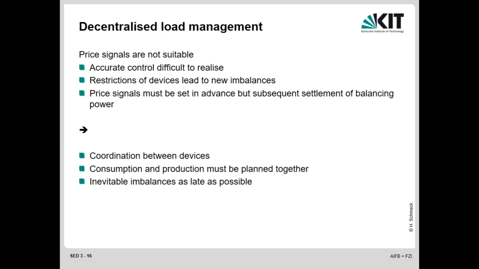So what we would like to have is coordination between the devices and plan consumption and production together. And if we create new imbalances, have them as late as possible. Make sure that in short time periods you can guarantee a balanced system.